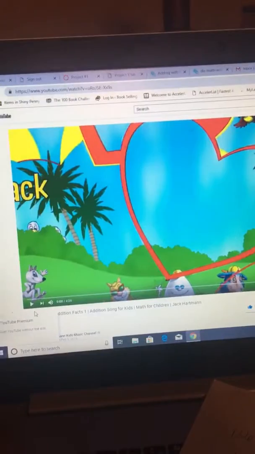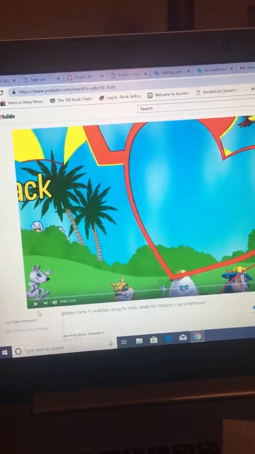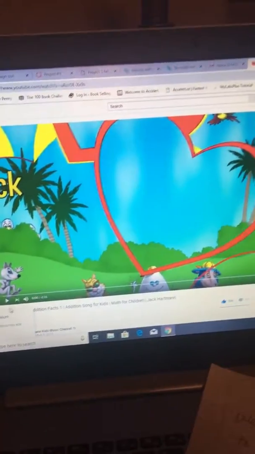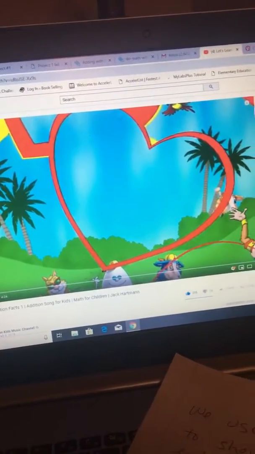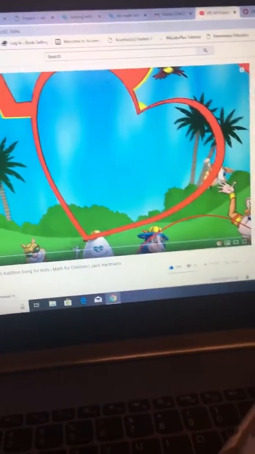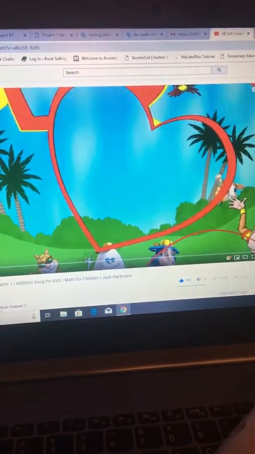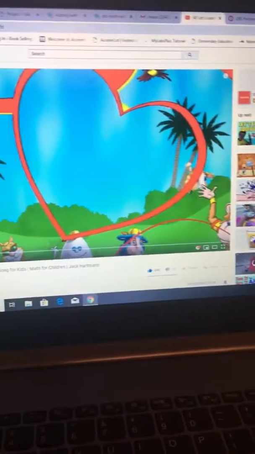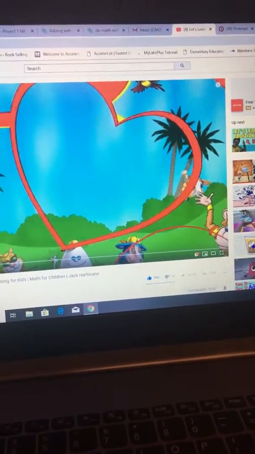Okay? So, let's go over addition again. That means that we're going to take some things and put them together with some other things, and then when we count them all up, the number you get at the end is called the sum. That's the total number that we have at the end.